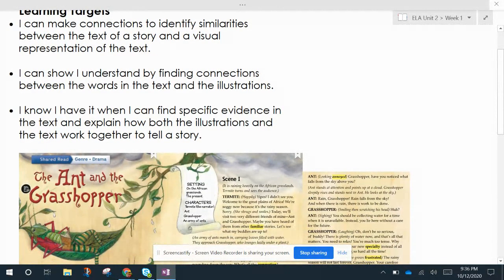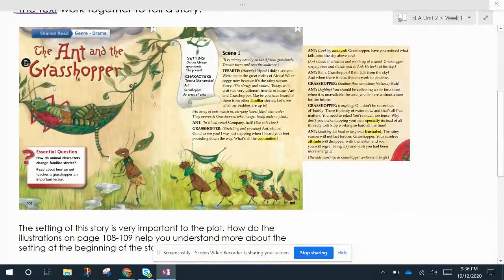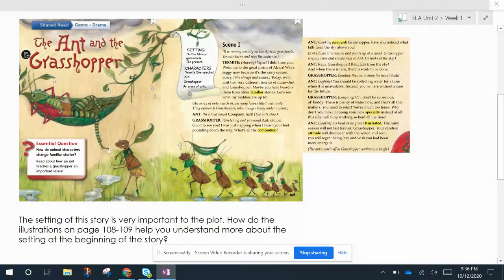Today we're going to be focusing on finding specific evidence in the text and explaining the illustrations and the text. So let's go ahead and look closer at our story, The Ant and the Grasshopper. You just finished rereading it, so we're going to take a closer look at the illustrations, which are really, really wonderful. So we're going to start on page 108 and 109. Now, 108 and 109 go with scene 1 from our story.